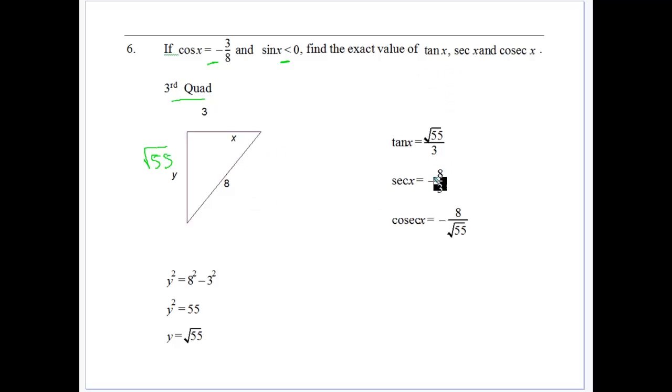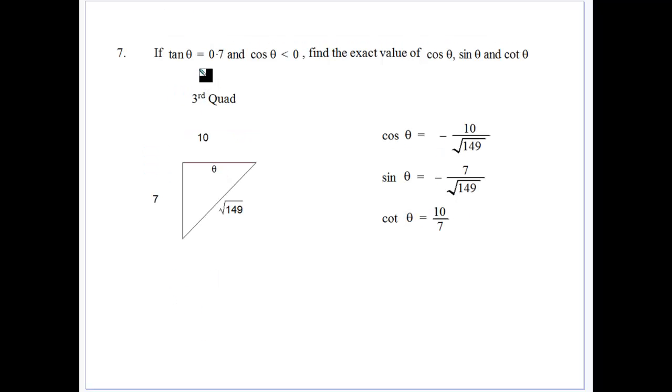Secant's 1 on cosine, so it's a reciprocal. So they're taking the reciprocal of the cosine. Cosec's the reciprocal of sine, which would be the hypotenuse over the opposite. So we get our hypotenuse, put it over the adjacent for secant, and it's going to be negative because cosine and sine are both negative in the third quadrant.